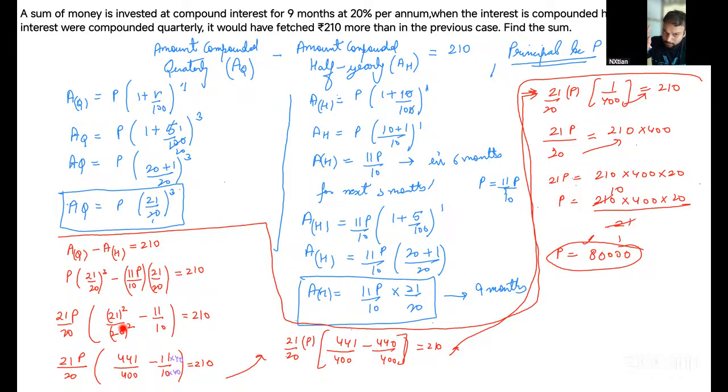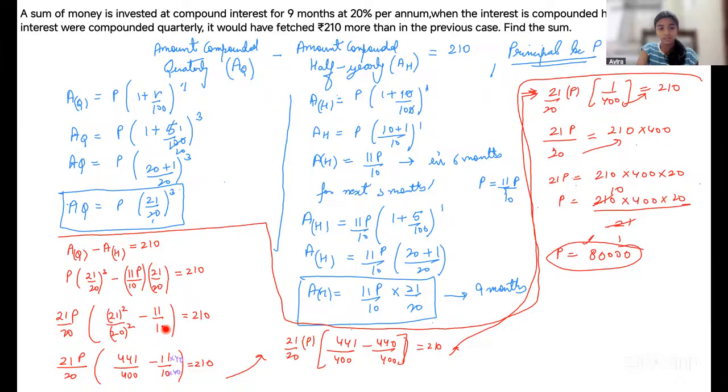Everyone understood this first step? Simeon, did you understand? Please ask me. Okay, and from the second term also, 21 upon 20 is out here and P is also out. So what remains is only 11 upon 10. Ira, did you understand?